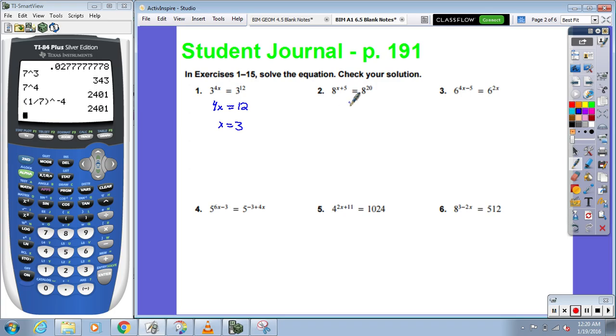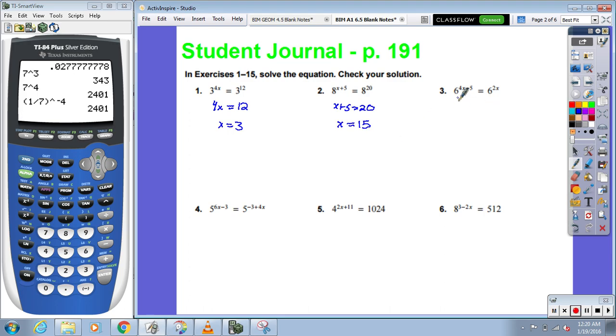Go ahead and try number 2 through 4 and see if you can finish them up, and pause the video and then come back in and let's see how to solve them. Okay, on number 2, it is x plus 5 equals 20 because both bases are 8, and so you subtract the 5 and you get x equals 15.